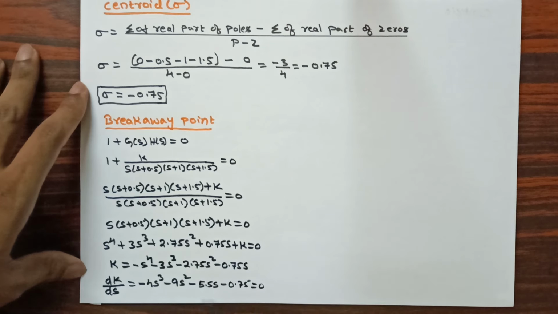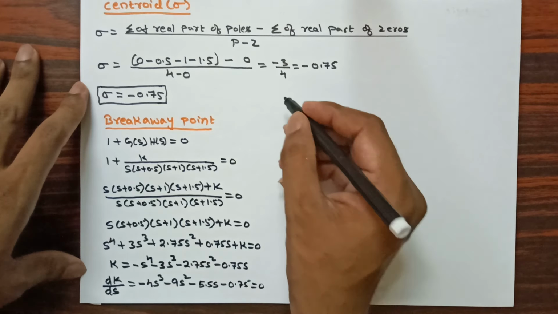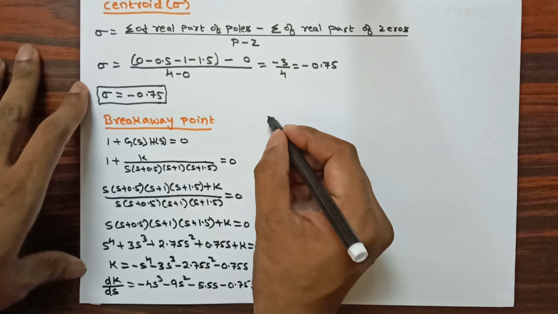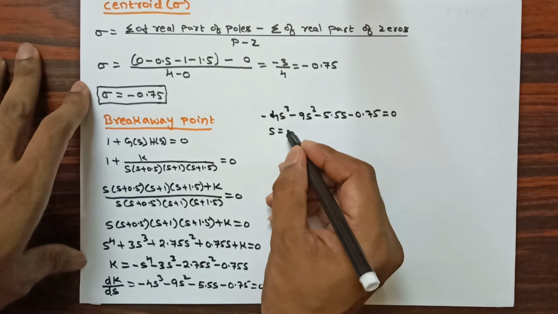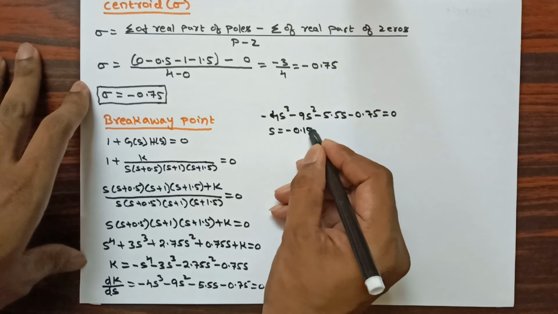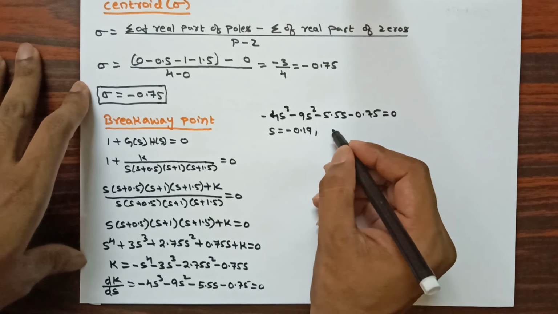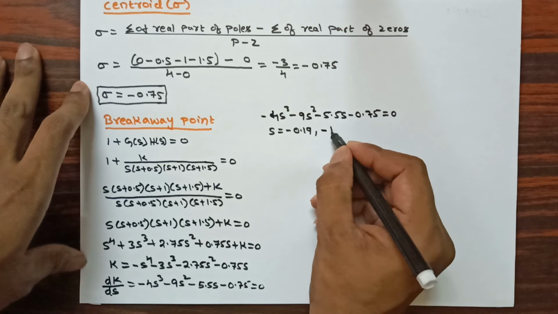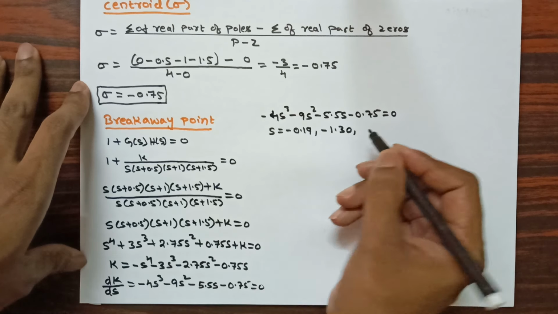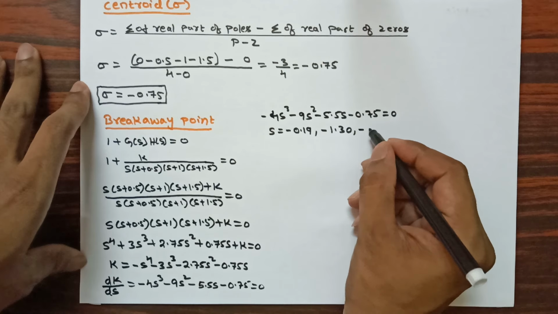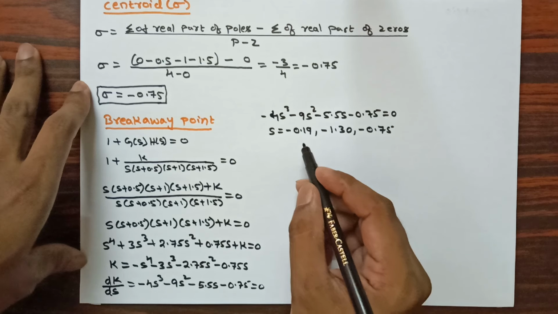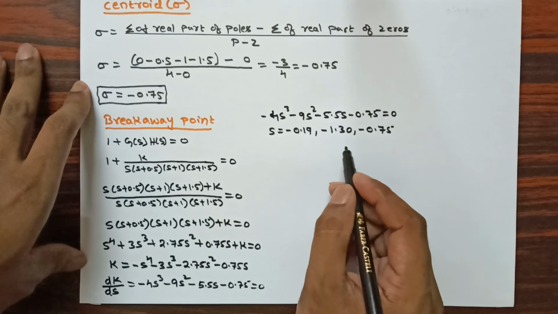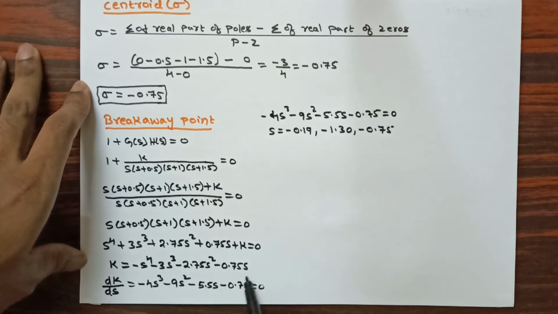Now for this differentiated equation, we are going to calculate the root values. Here I got the differentiation equation, and for this I got the root values. s is equal to minus 0.19, the second root value I got is minus 1.30, and the third root value I got is minus 0.75. In these three breakaway points, I need to check whether they are valid or invalid by substituting in the k equation.